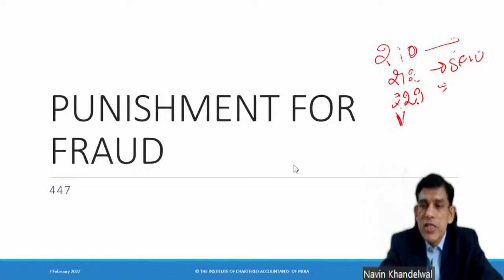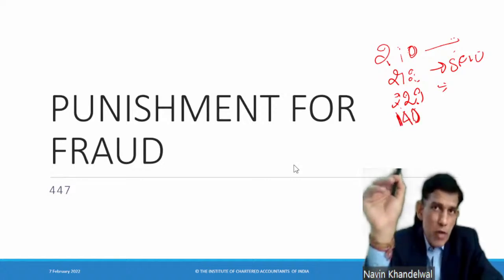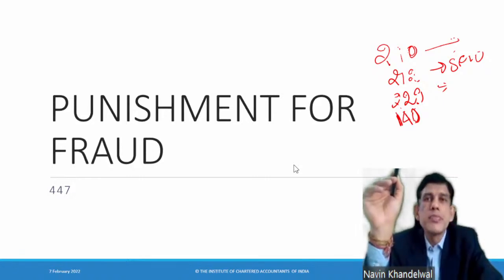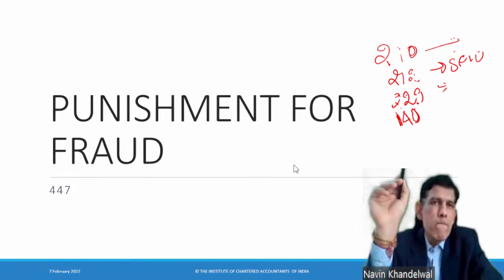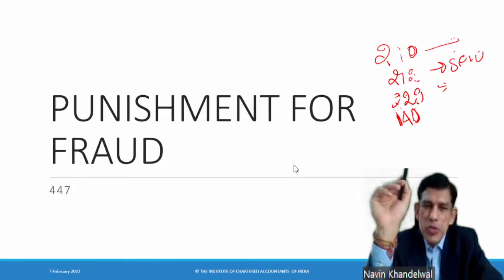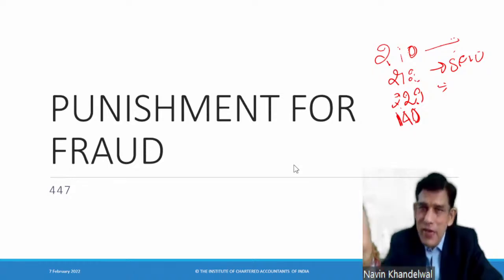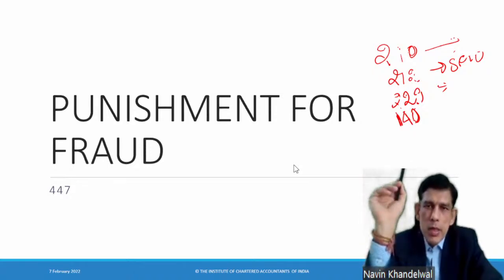Yes, one section which should be of concern to all of us is section 140, which relates to auditor, where if there is a fraud being committed, the auditor may be liable for punishment under section 447. Very important, friends.